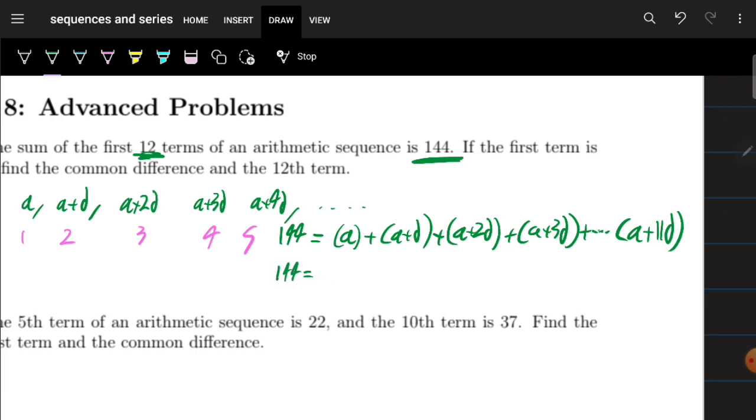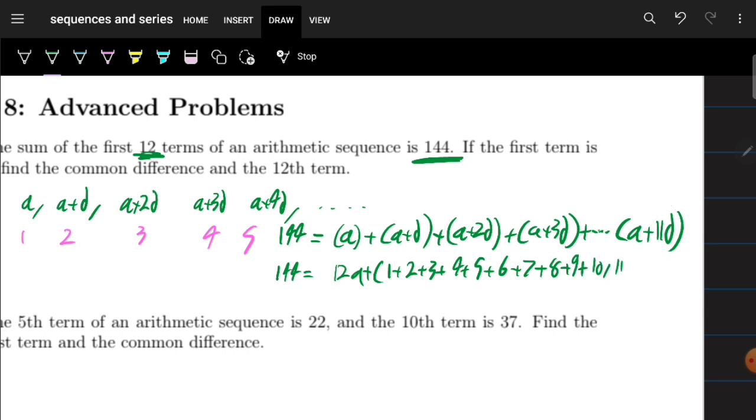Okay, well, we have an a in every term, right? So we have 12 a's total. So I'll just write 12a here. And now we have to sum up the d's. So this is 12a plus. For the d's, we have 1d here, 2, 3, 4, 5, 6, 7, 8, 9, 10, and 11, all the way up to 11d, right?